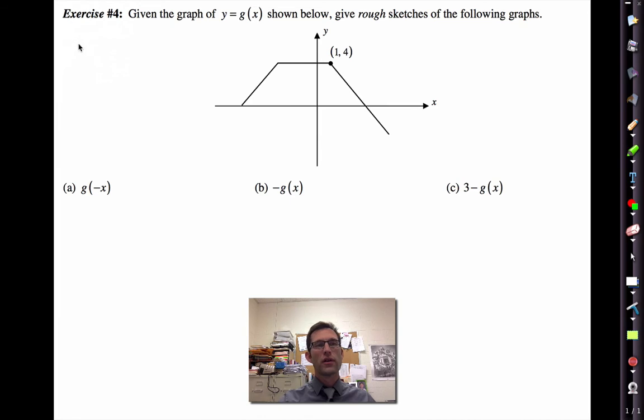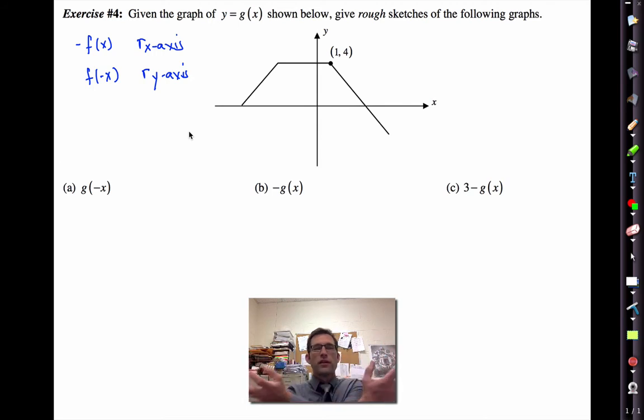Now, we already learned that negative f of x is a reflection in the x-axis because we're negating y, and that's flipping it over the x-axis. On the other hand, f of negative x, well, that's going to be a reflection in the y-axis, right? The idea here is that if I take all the inputs and I negate them, then all the negative x's will become positive, all the positive x's will become negative, and the graph will literally flip its orientation with respect to the y-axis. Okay?